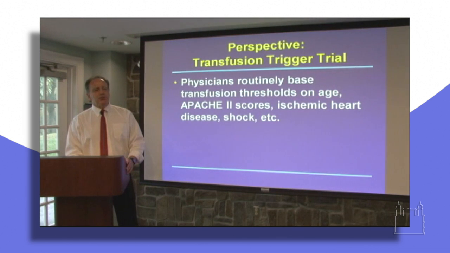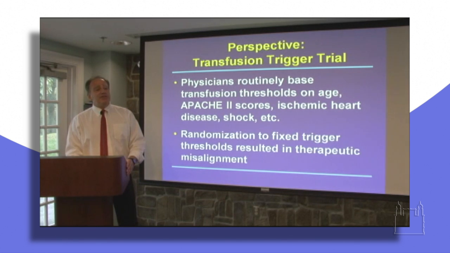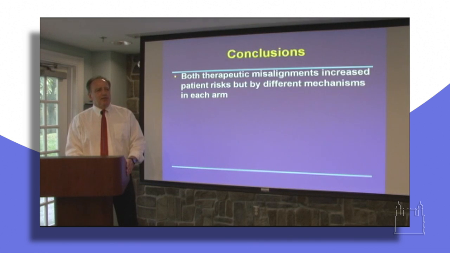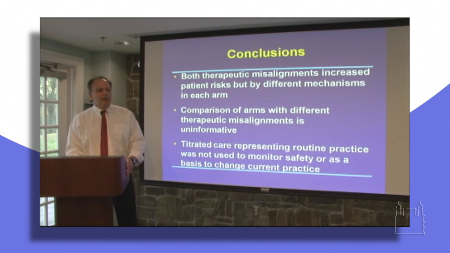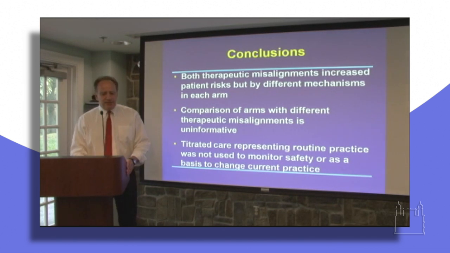So physicians really routinely based transfusion thresholds on age, Apache 2 score, ischemic heart disease, and shock. Randomization to fixed thresholds resulted in therapeutic misalignments. Both therapeutic misalignments increase patient risk, but by different mechanisms in each arm. Comparison of arms with different therapeutic misalignments is uninformative. Titrated care representing routine practice was not used to monitor safety or as a basis to change practice.